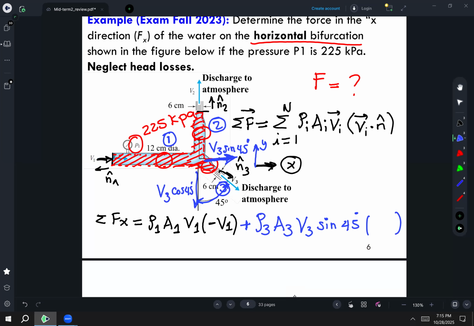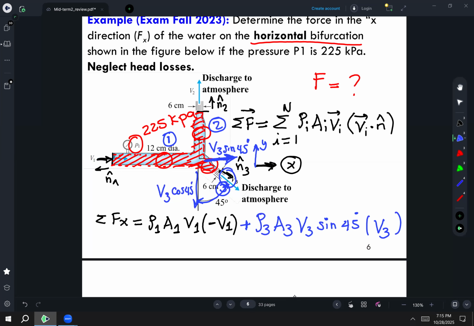And the product of velocity 3, which is here, times n3 is going to be positive. And the reason is because velocity 3 and n3 are pointing in the same direction. The angle is going to be 0. So the product is going to be velocity 3. Okay, so that's going to be what we have.